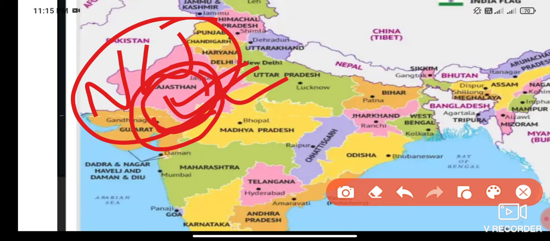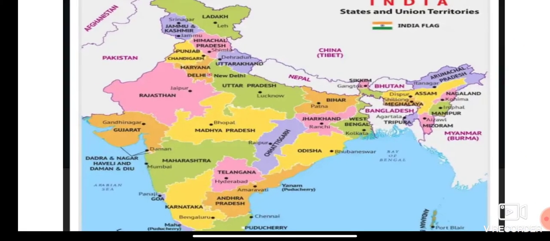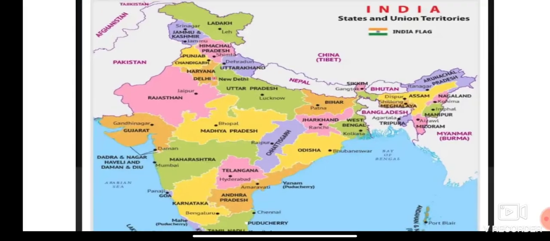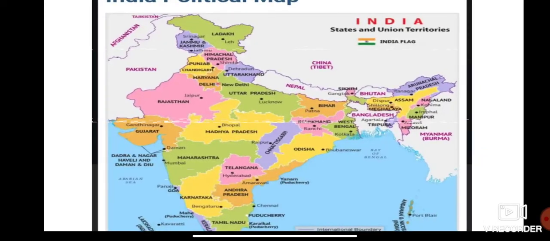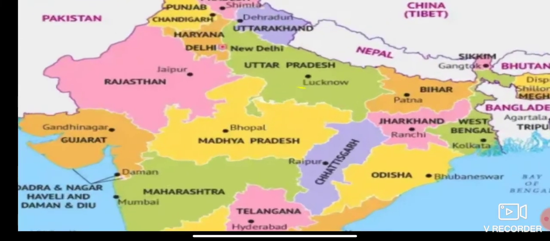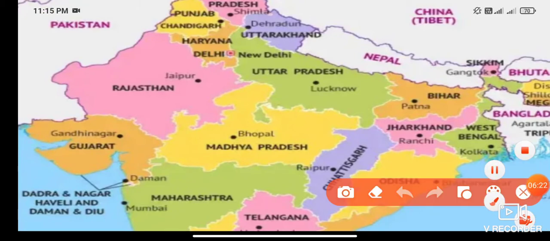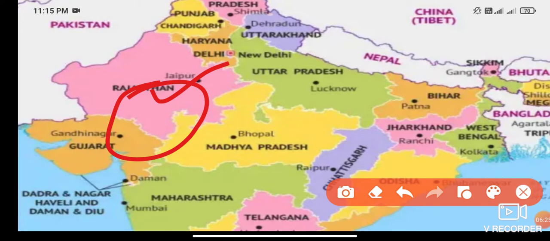A small part of Gujarat and a large part of Rajasthan are covered with sand, and the name of the desert is the Thar Desert. Please don't forget that. The desert you'll find in Rajasthan and Gujarat, and its name is the Thar Desert. Please remember that.